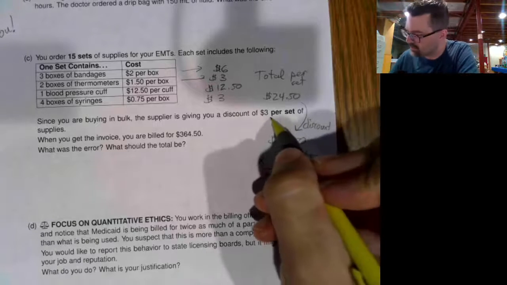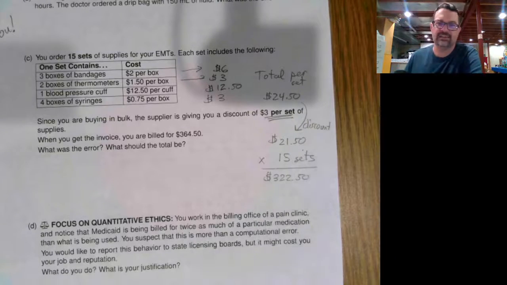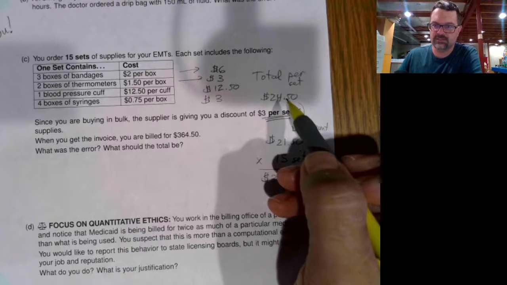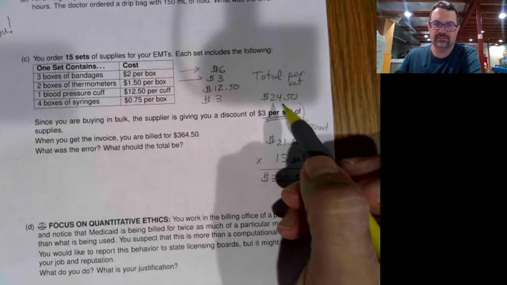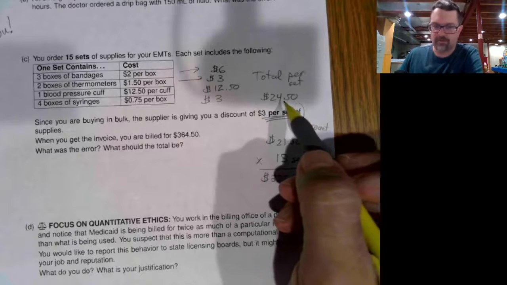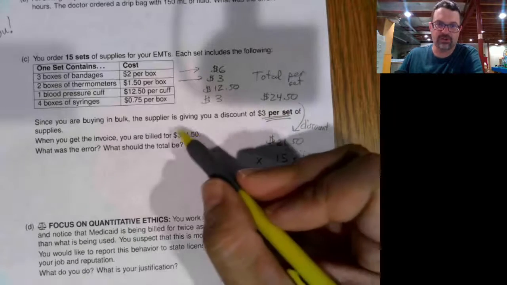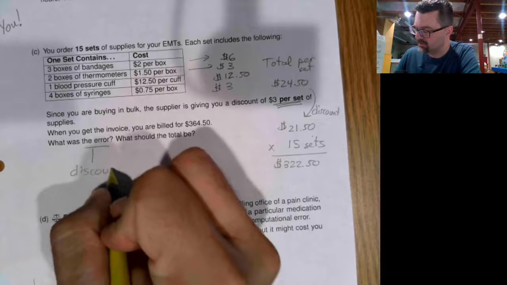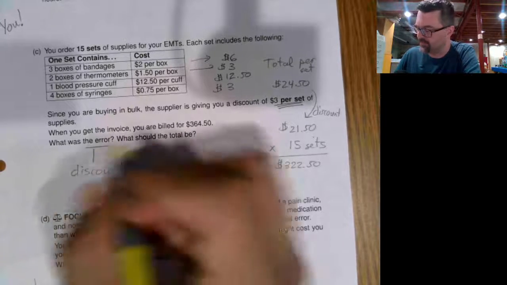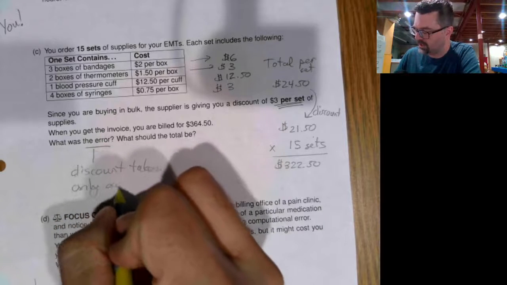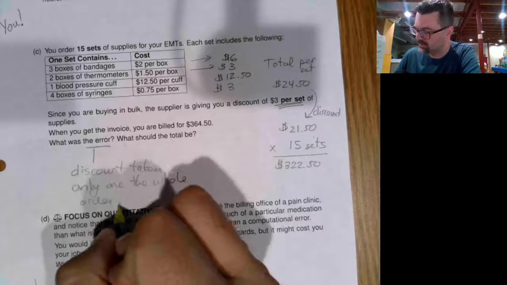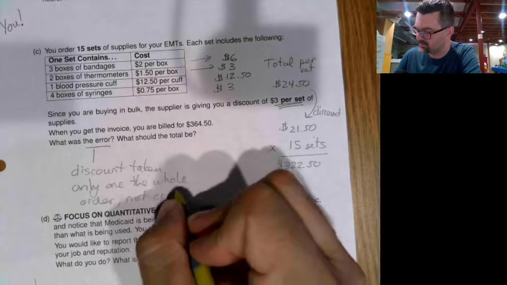Well, notice we're getting a discount of $3 per set, not just $3 on the whole order. So if we did $24.50 times 15, that's what the normal price would be for 15 sets. And if you do that computation and just take $3 off, you get this number. So what was the error? Discount taken only on the whole order, not each set.